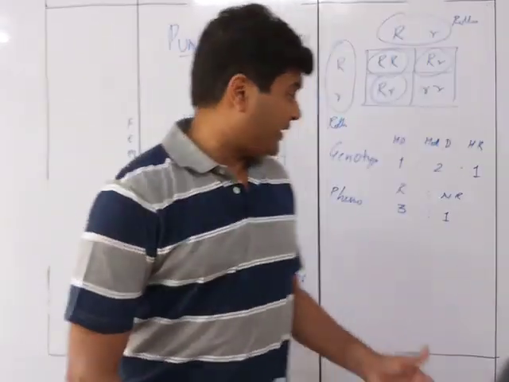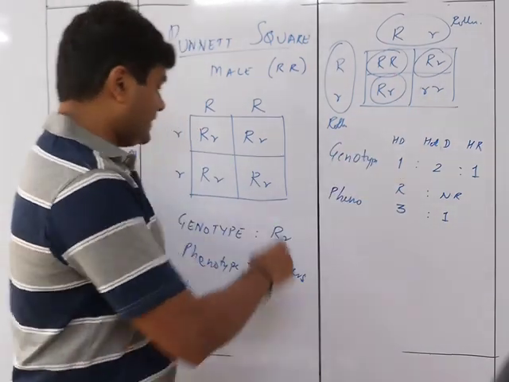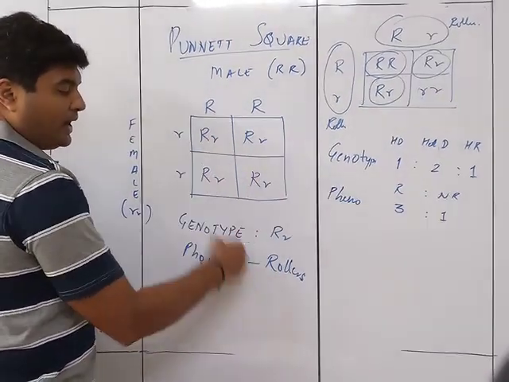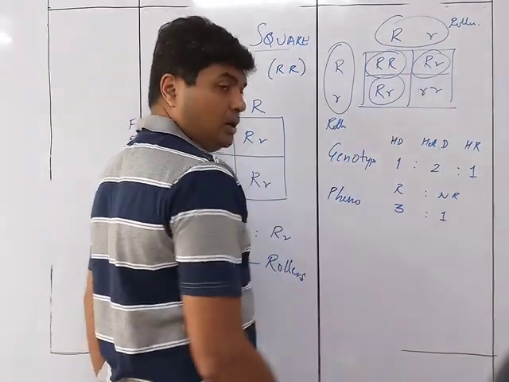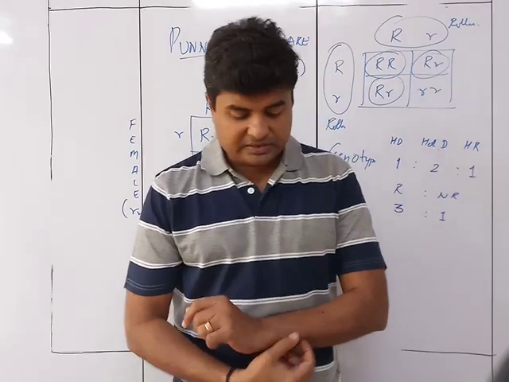So, the resulting phenotype. You can see that here the resulting phenotype is that all are rollers. Over here, what is the phenotype? There are 3 rollers and 1 non-roller. So this is how we see it.